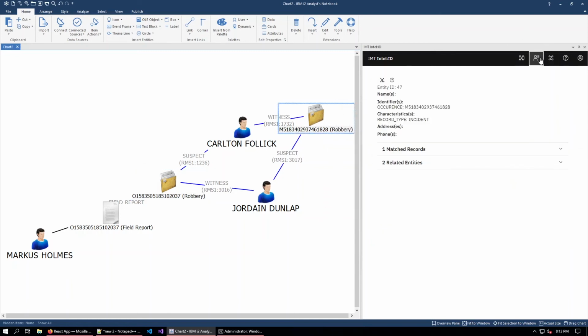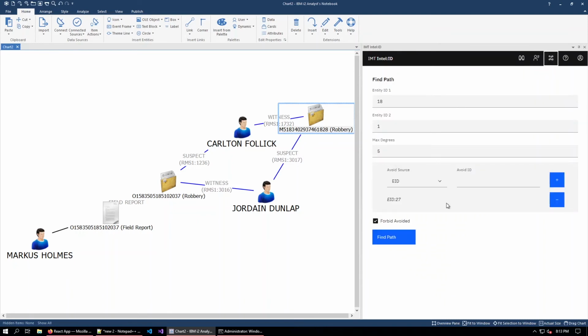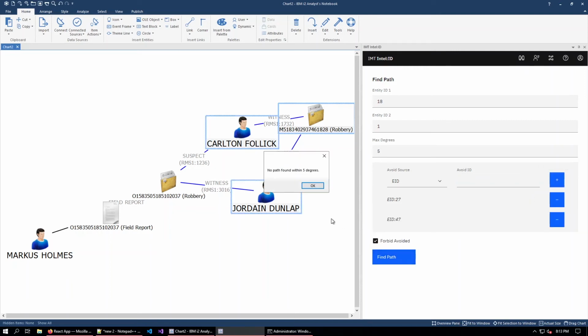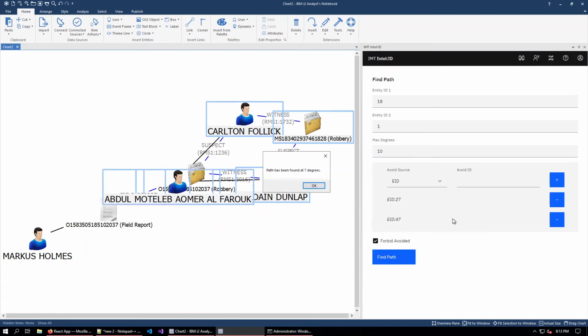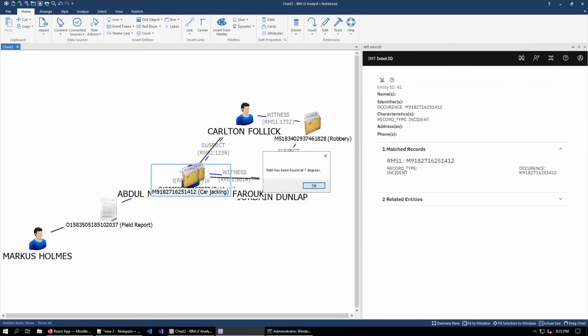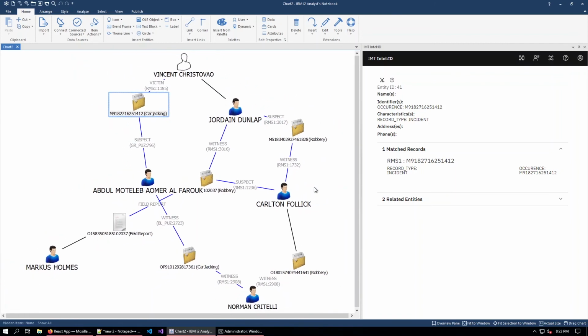The analyst now wants to understand if there are additional linkages outside of these two occurrences and adds the newly charted occurrence to the exclude list. We don't find anything at 5 degrees of separation. Let's try 10. We have found a path at 7 degrees of separation. Now the analyst can see that a path of 7 links to other individuals that are well known to the department does exist.